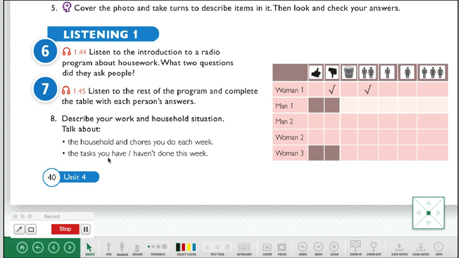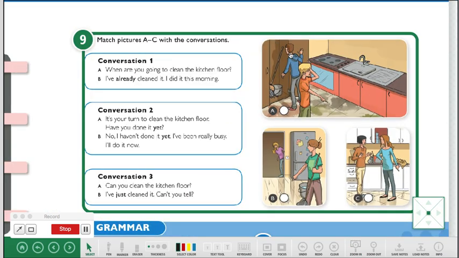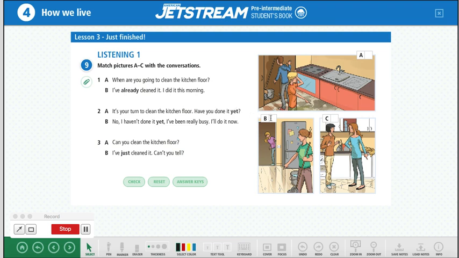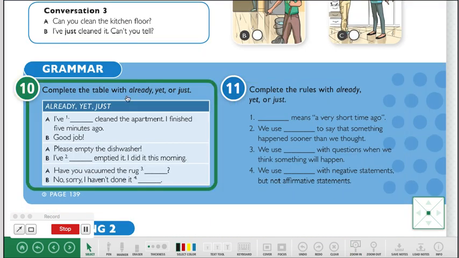Exercise number 8 is not going to be done, okay? Don't worry, just skip it. And then we are going to go to number 9, the A, B, and C, with the conversation. Which one is the right conversation for each picture? This is going to be over here, okay? Number 1, number 2, or number 3. And then let's go back, and finally, well, almost finally, we are going to see the grammar.